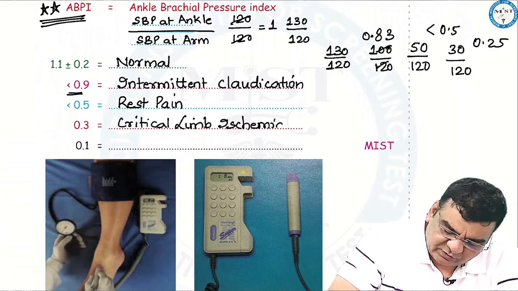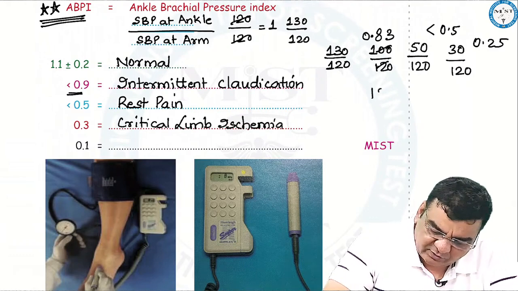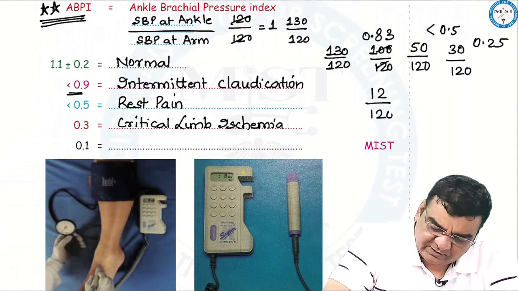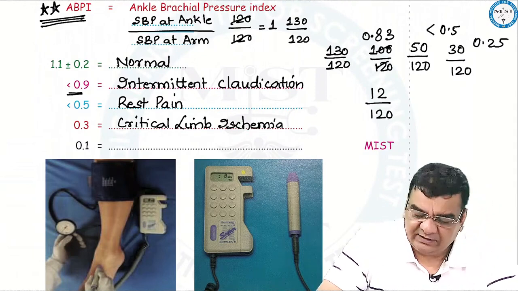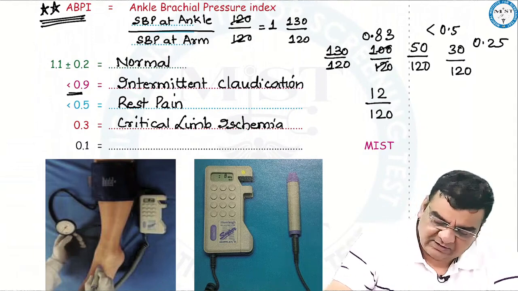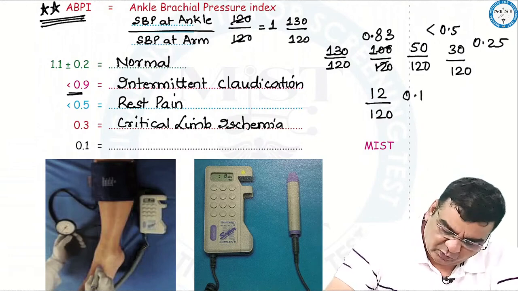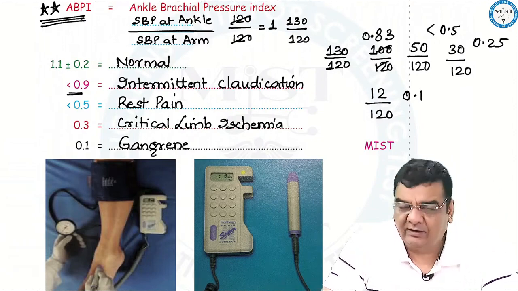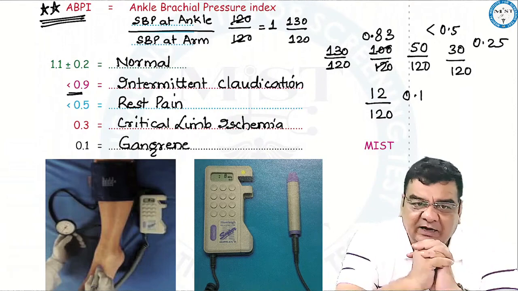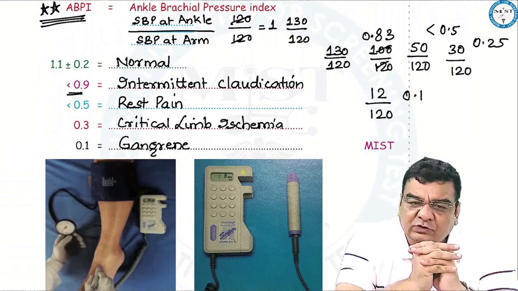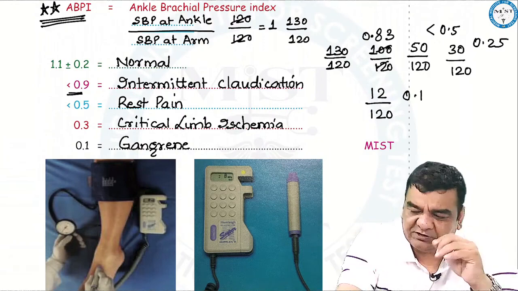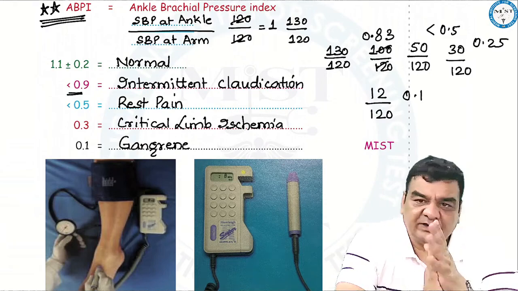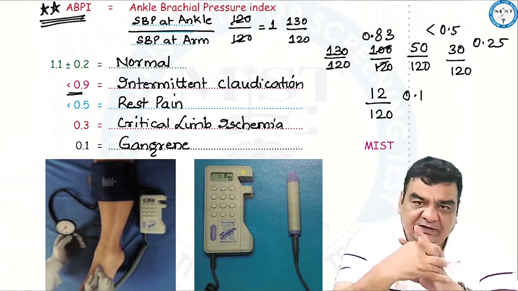And if the pressure goes down to say 10 or 12 millimeter of mercury at the ankle, that means this ratio is 0.1. This is indicative of gangrene. So, beta, this ABPI is something which is so crucial in our clinical examination, and just by measuring the pressure we can come to know what is the status down there.